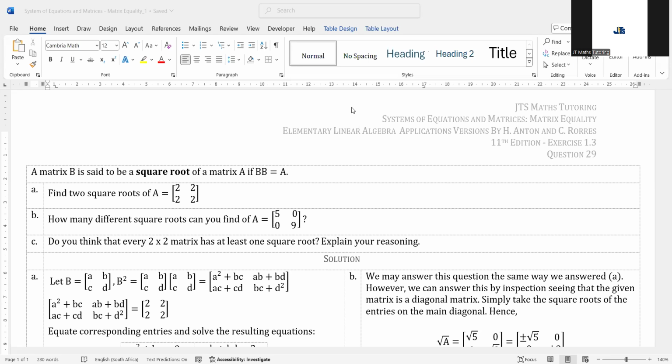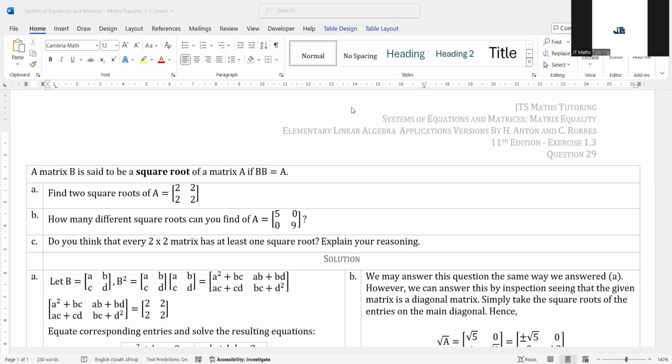Today we are going to be looking at another question concerning matrices equality, and we are looking at question 29 under exercise 1.3 in Elementary Linear Algebra, Applications Version, 11th edition by Howard Anton and Rorres.